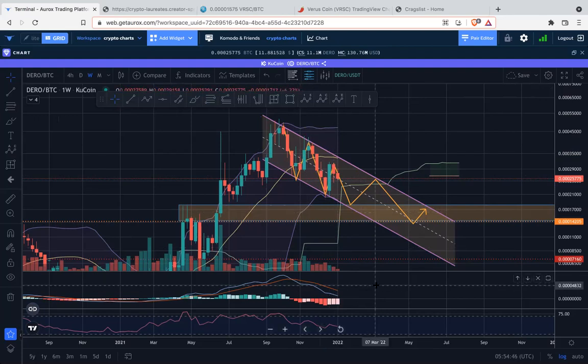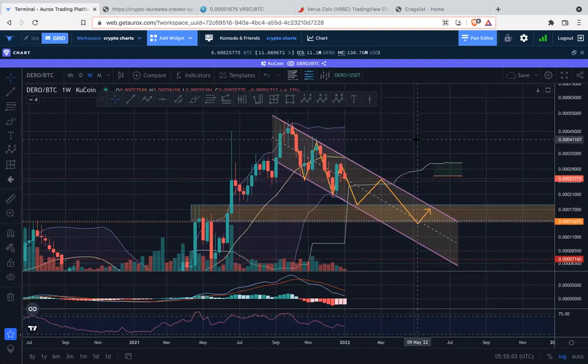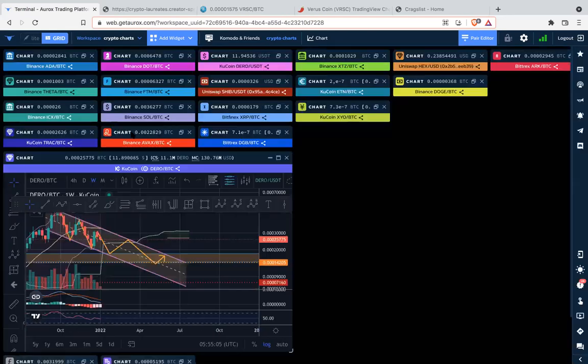Yeah, and it looks like we still have some time left here in this clearing out of the MACD. So we'll see though. Okay, all right, thank you. So that's the DERO BTC price chart.